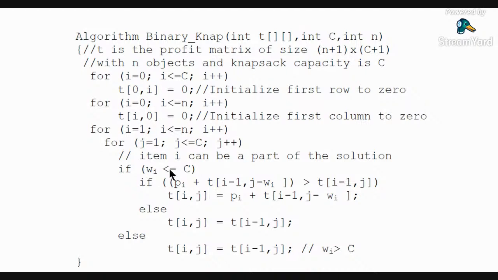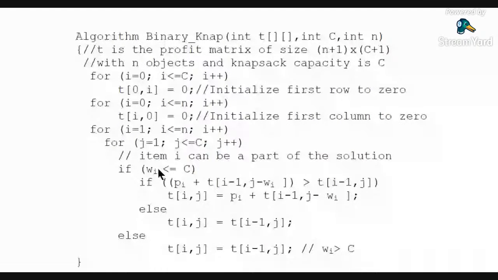Then I will check if the weight of the ith object is less than or equal to C. If the weight of that particular object is less than or equal to C, then only we will consider something. Otherwise, if the weight of that object is greater than C, what will we do? We do not bother about this. We cannot include this anyway. So we just go in the else part, and Tij is assigned Ti minus 1j. What is Ti minus 1j? Ti minus 1j is nothing but the maximum profit by considering the first i minus 1 objects, with the considered knapsack capacity j. Why are we not considering the ith object? Because here the ith object weight is greater than C. That's why we come in the else part.